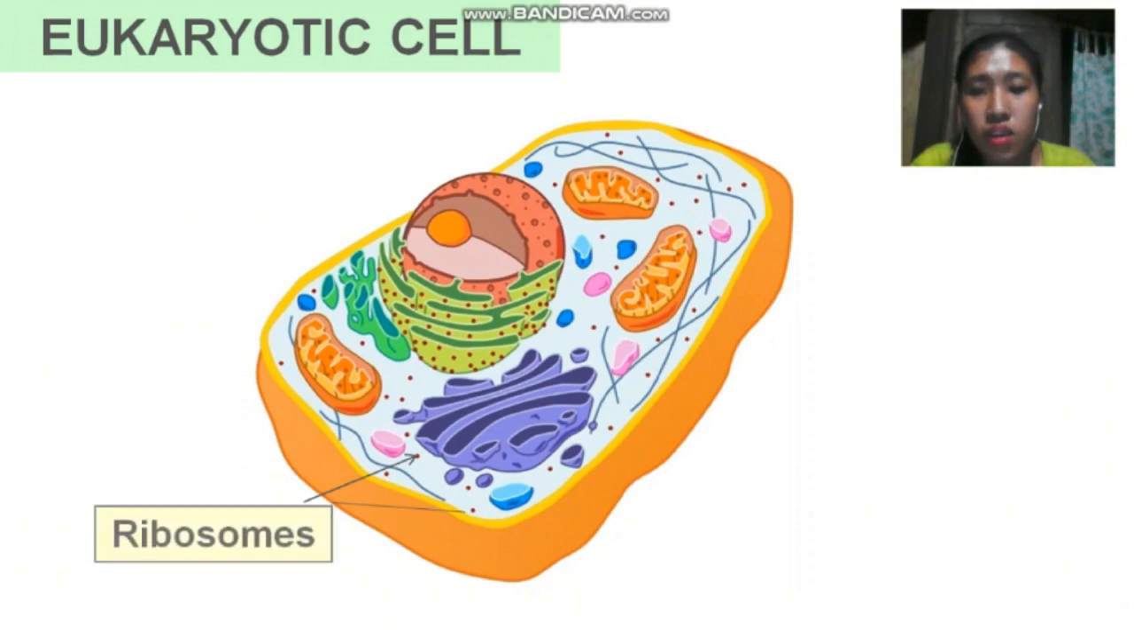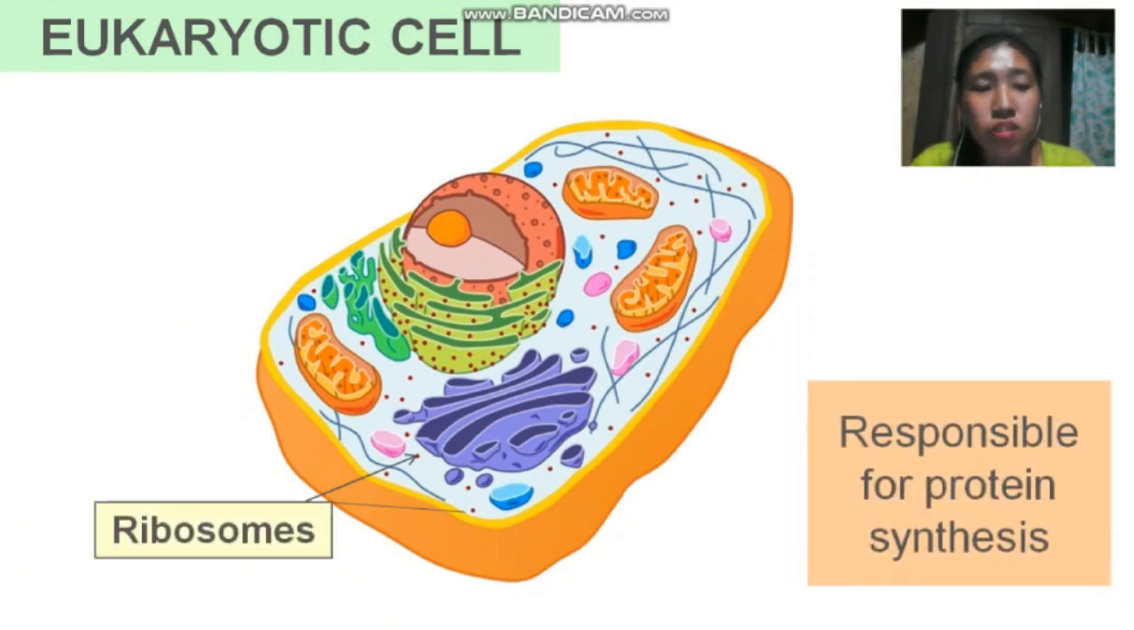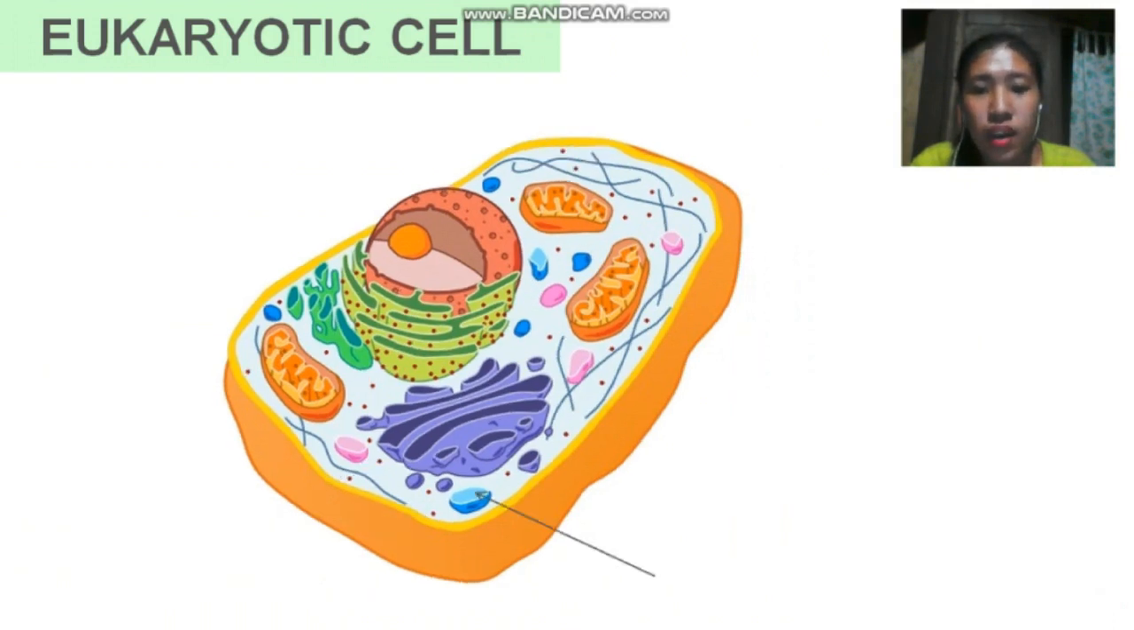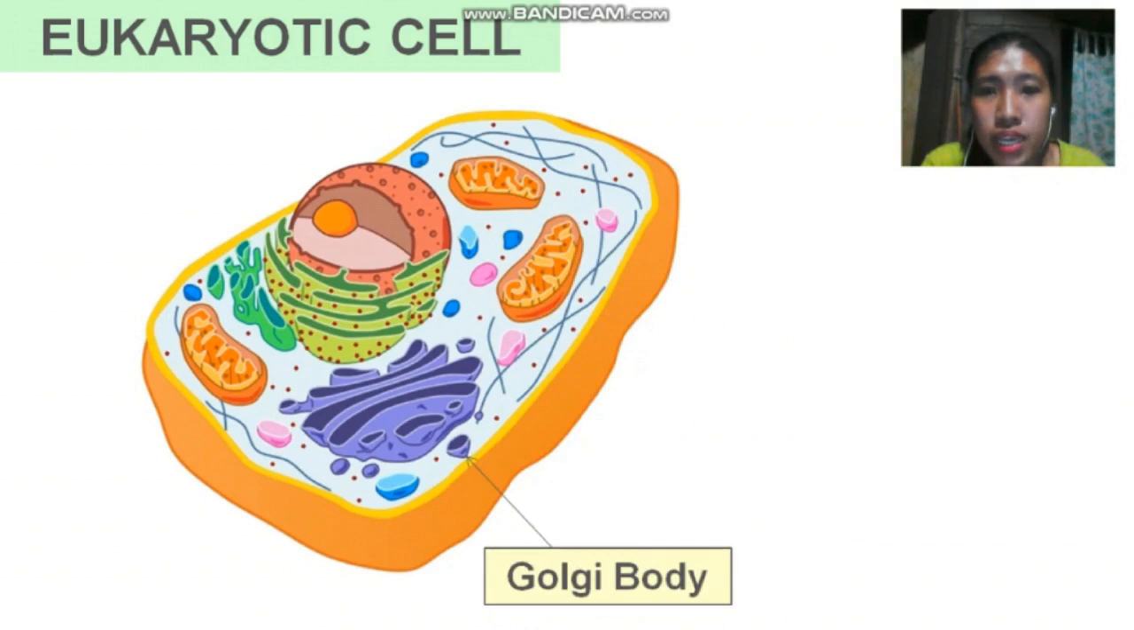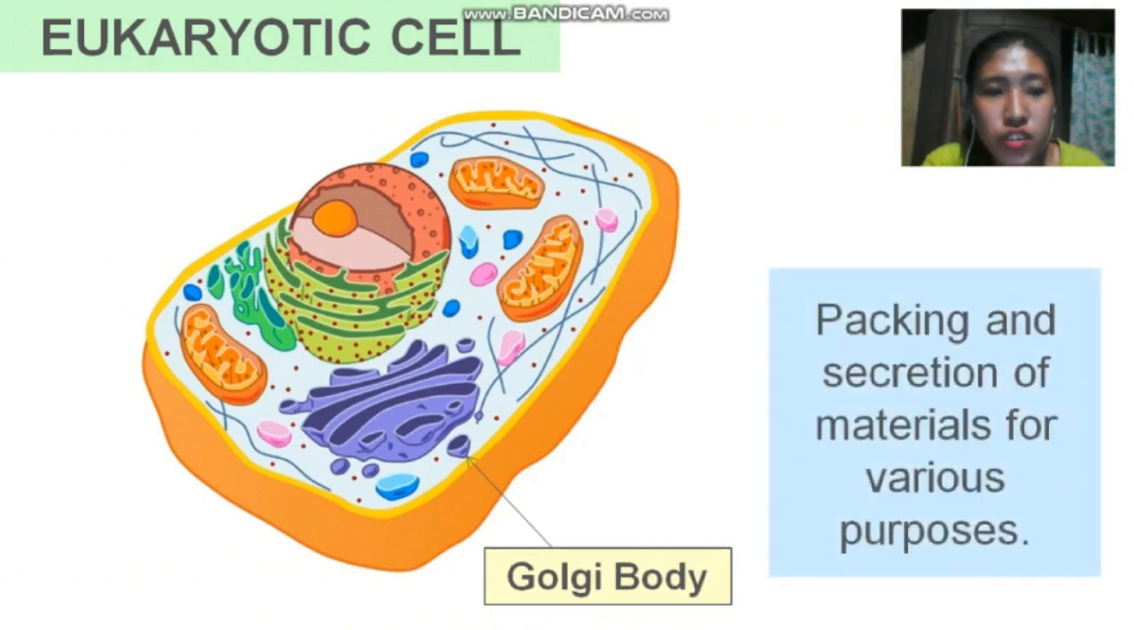Next, we have the ribosome, which is responsible for protein synthesis just like in the prokaryotic cell. And next is the lysosome, which is used for intracellular digestion. Lysosomes are sometimes called the garbage disposal because they aid in the breakdown of polysaccharides, nucleic acids, and even worn-out organelles. We also have the Golgi body, which is responsible for packaging and secretion of materials for various purposes.